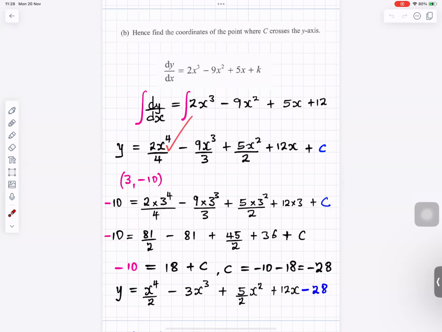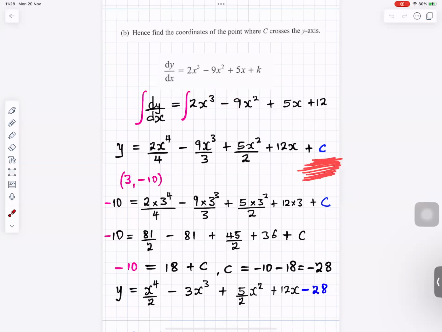So it's 2x to the 4. For integrating this, you add 1 to the 2, it becomes 3, and you divide by 3. 5x to the 1, add 1 to that, it becomes 2, and you divide by 2. This is like 12x to the 0. Add 1 to that, 0 plus 1 is 1, and you divide by 1. And then add the constant of integration, which we need to find out, what is this C?